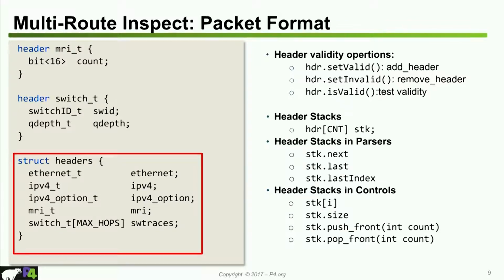So what you want to do inside the parser is go ahead and parse the Ethernet, parse the IPv4 header, see if there are any options or not, and the way you can check that is by checking the length of the IP header, and then parse the options, check the option type. If the option type was MRI, then you want to go ahead and parse MRIT, and based on that count field, you know how many switch T headers are going to be inside the packet. Then you want to recursively use that .next pointer to parse all those switch T headers that are inside the packet.